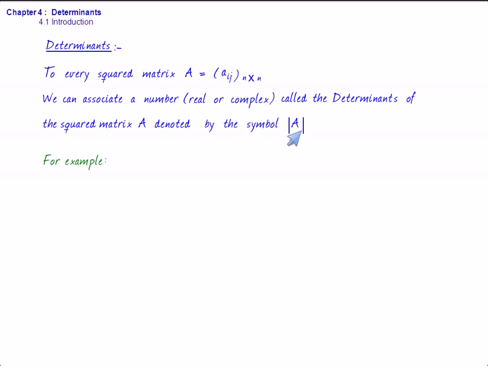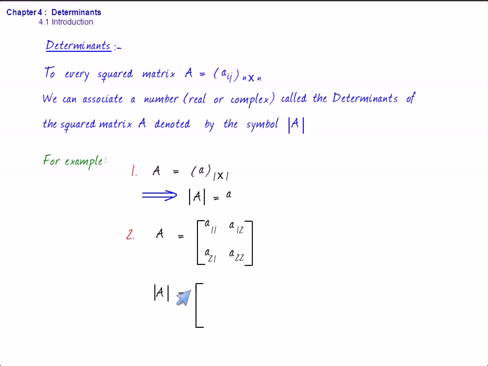Now for example, if A is a matrix of first order, say A 1 by 1, then the value of determinant A will be A only. Now example 2, suppose it is second order. A is a matrix of second order, that is A11, A12, A21, A22. Then determinant A, first write it under the determinant symbol, A11, A12, A21, A22.